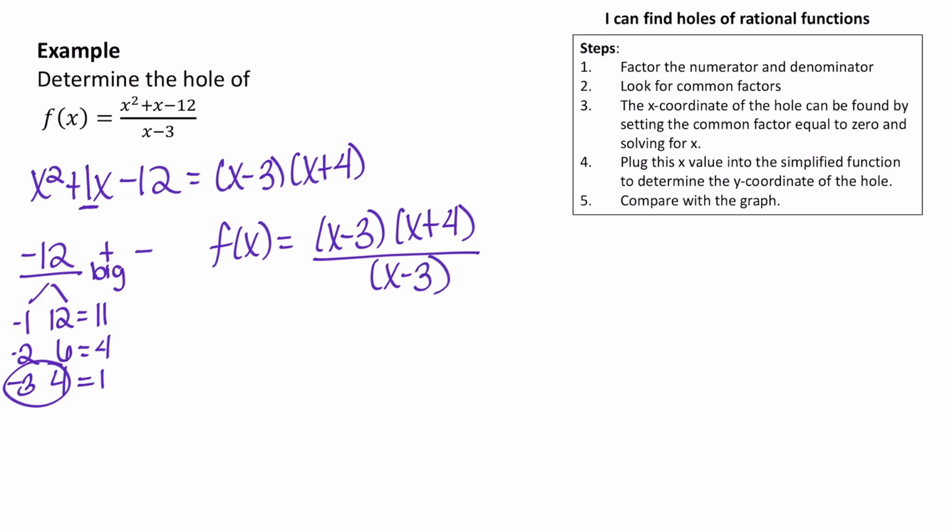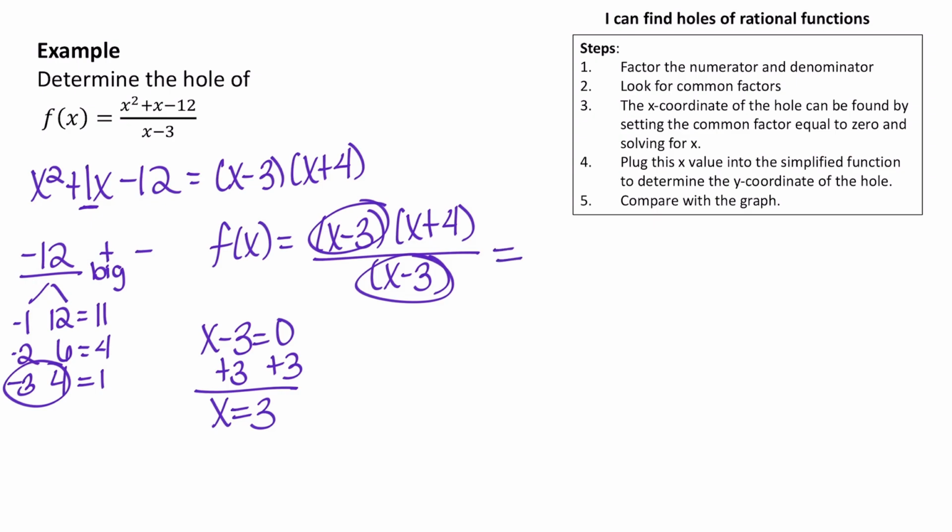Now we're going to find the common factor. Notice that the common factor is x minus 3, so we can figure out the x-coordinate of the hole. We have x minus 3 equals 0, and if we solve that, x equals 3. To find the y-coordinate, we need to simplify this function, so we cancel the common factor. And that gives us x plus 4.